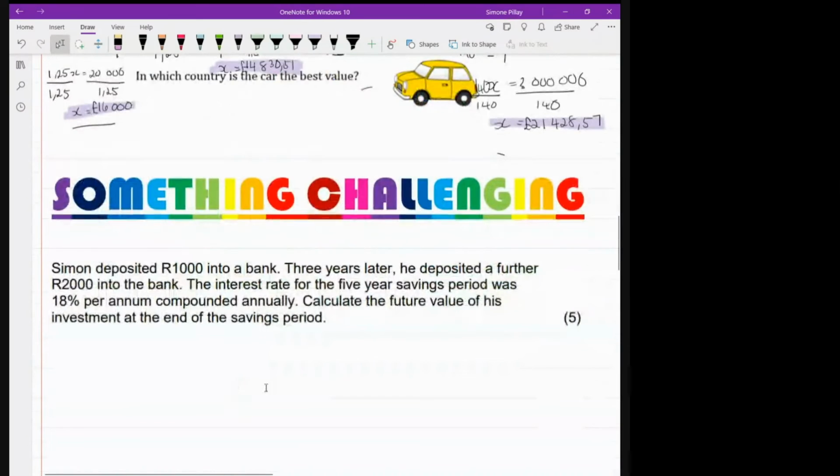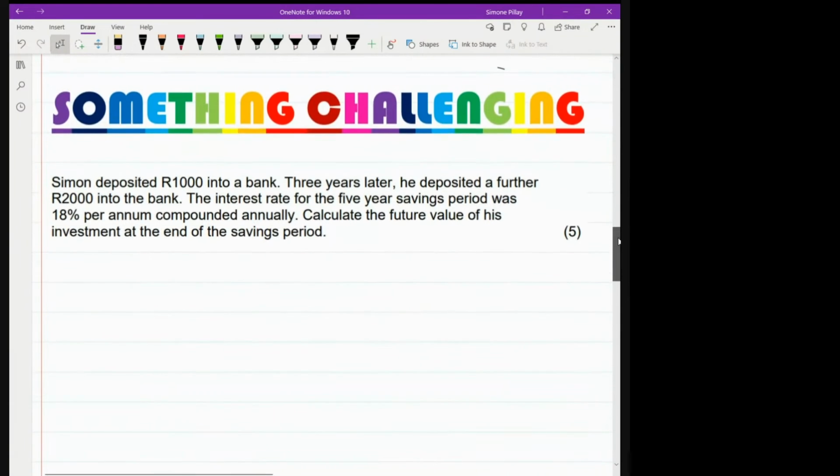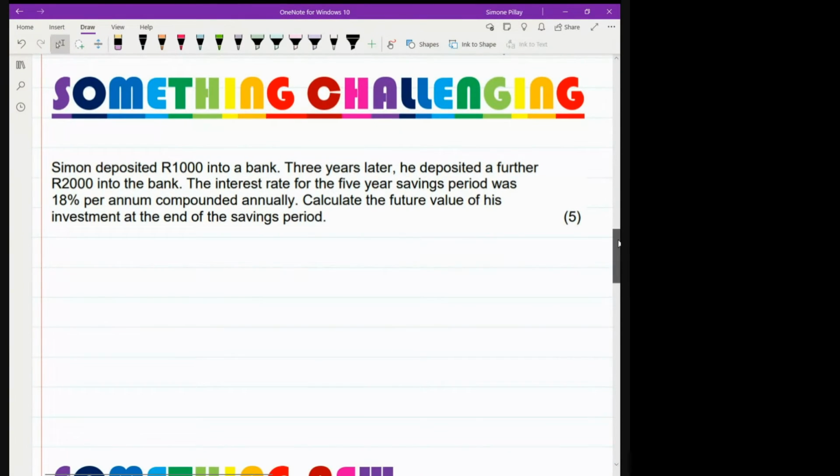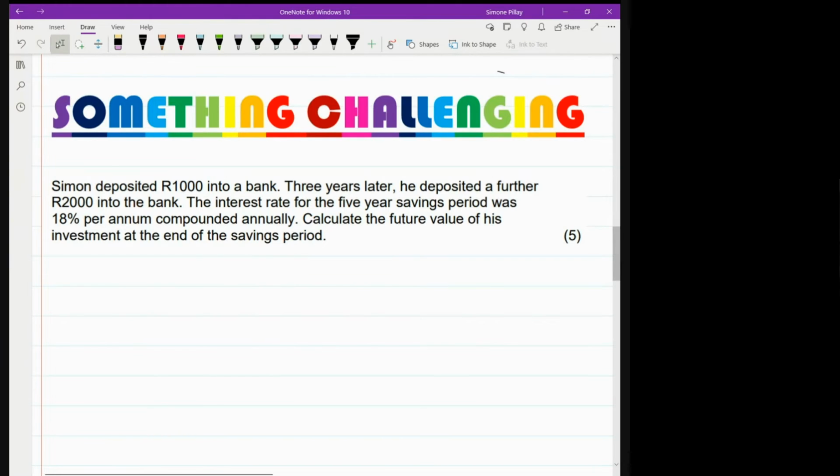Okay, let's move on. We are gonna look at something challenging. Now, let's read the question. Simon deposited 1,000 Rand into a bank. 3 years later, he deposited a further 2,000 Rand into the bank. The interest rate for the 5-year savings period was 18% per annum, compounded annually. Calculate the future value of his investment at the end of the savings period.